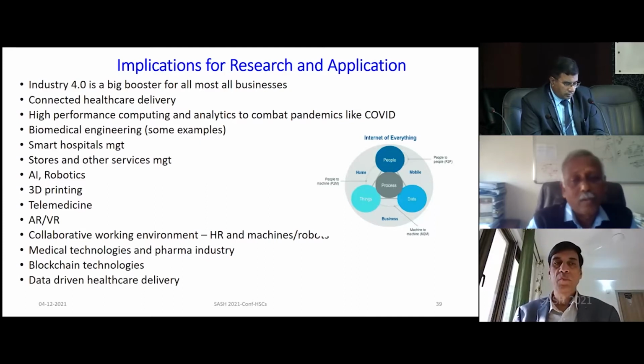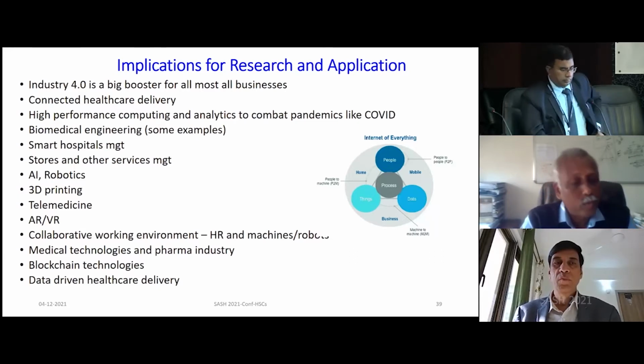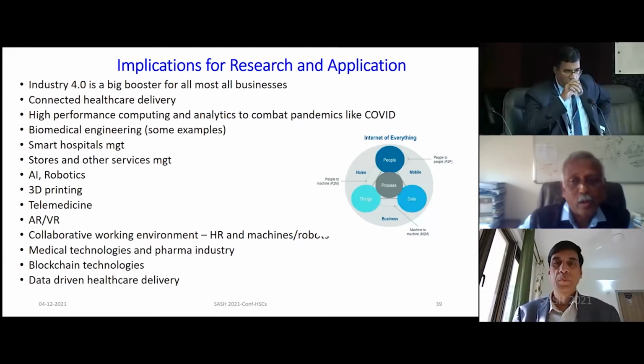Now these are some of the areas where I thought it makes sense. So focus on people, processes, technologies, and of course, don't leave out business model innovation. So with this, I will stop here.